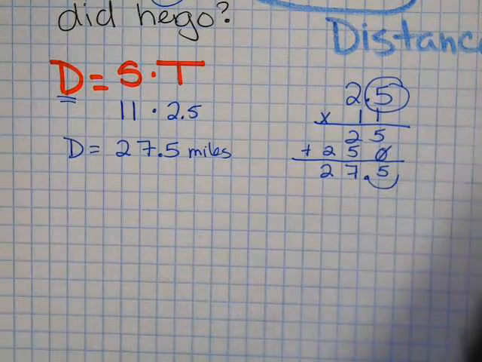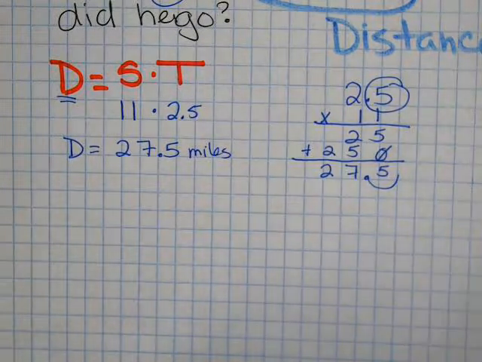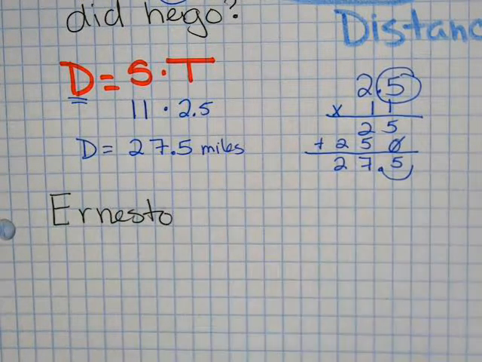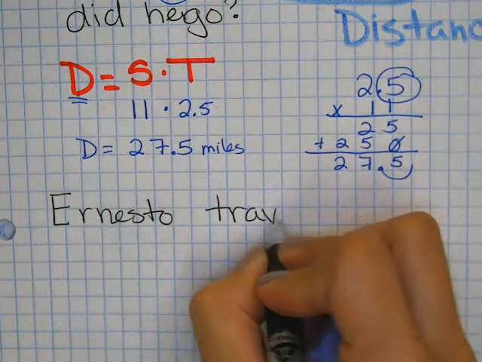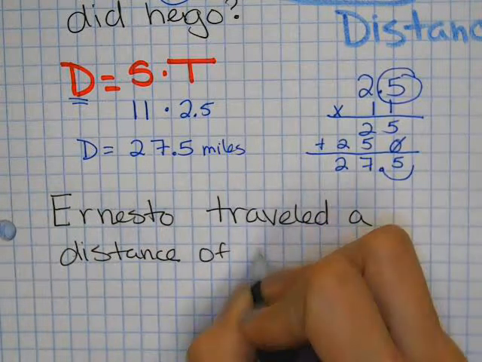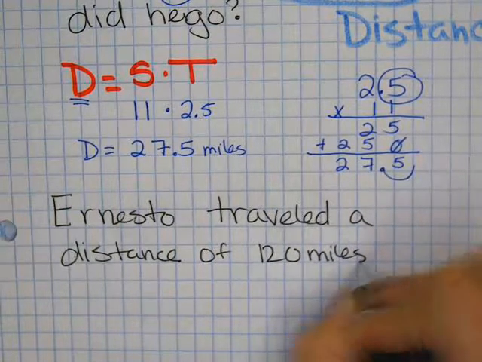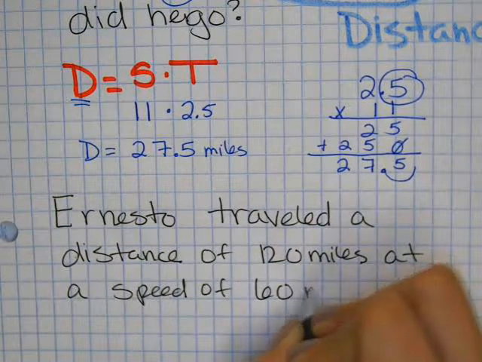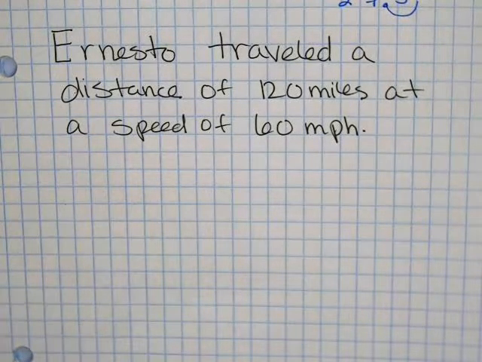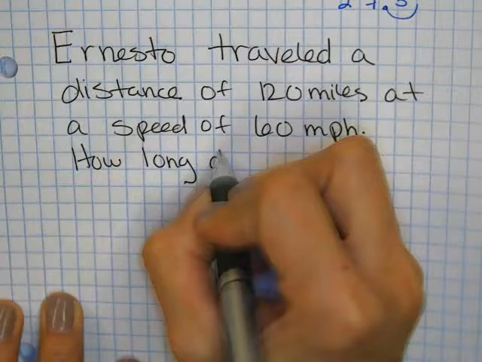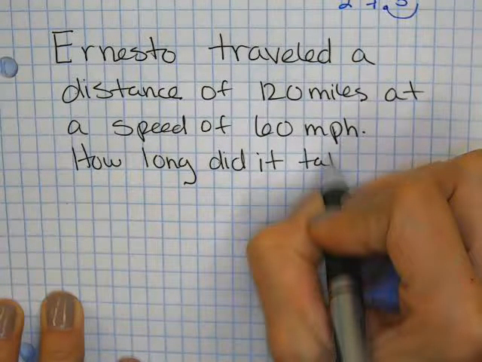All right. Next problem. Ernesto traveled a distance of 120 miles at a speed of 60 miles per hour. How long did it take him?